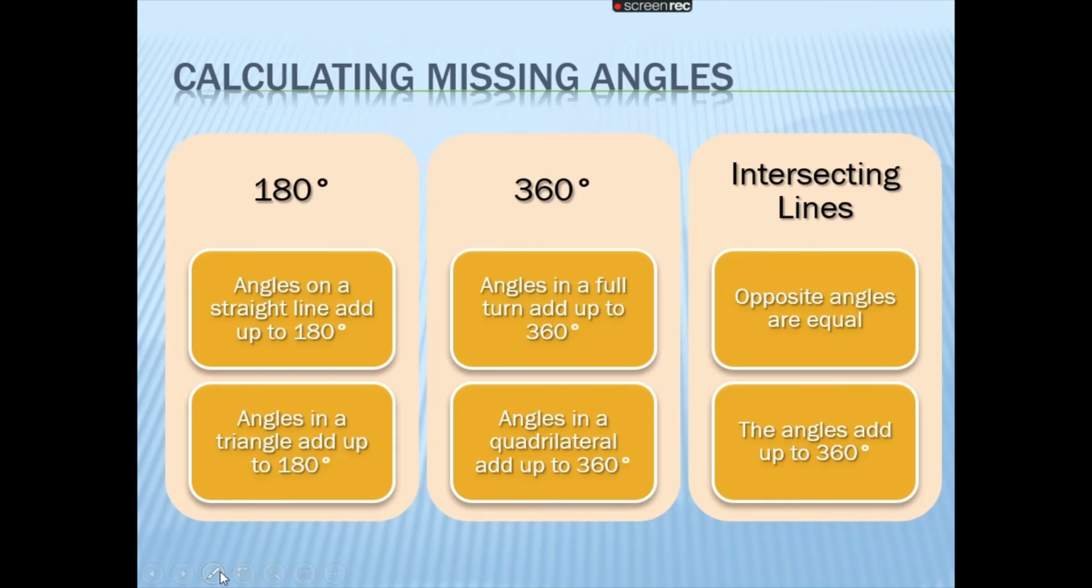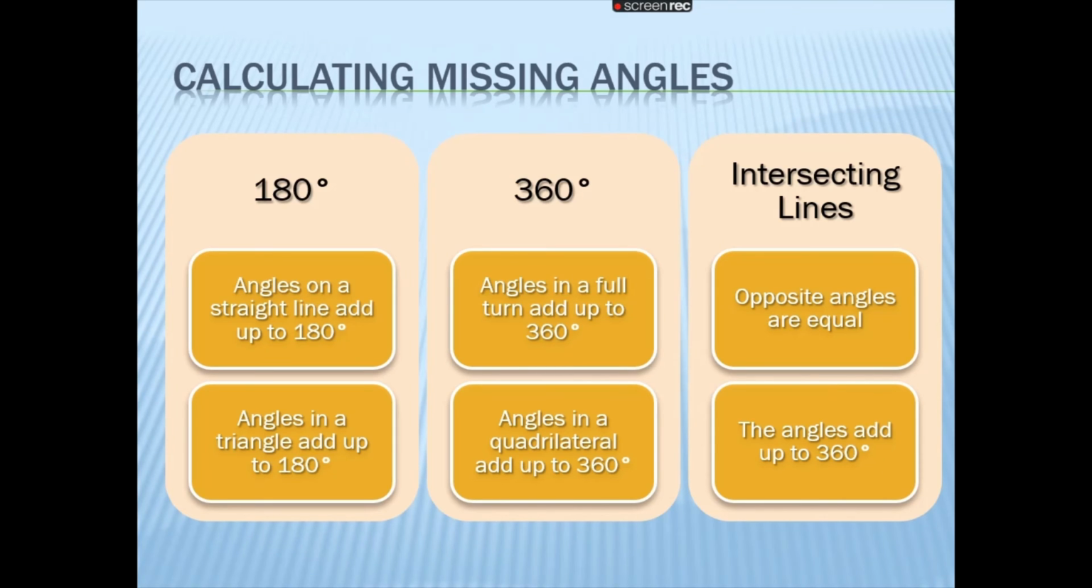Just to recap, 180 degrees is for a straight line and for angles in a triangle. 360 degrees is for angles around a full turn, and angles in a quadrilateral. Remember, in intersecting lines, opposite angles are always equal, and the angles will always add up to 360 degrees.